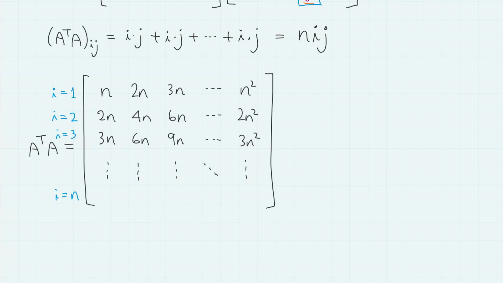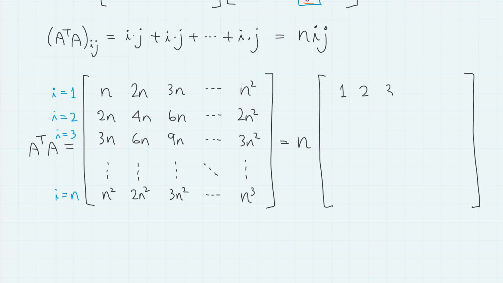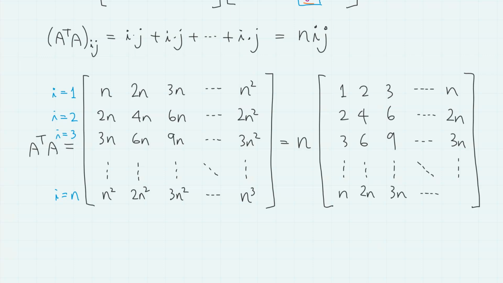And the final nth row is, starting from n squared, then 2n squared, 3n squared, all the way up to n times n squared, so n cubed. Here we can take out n to the front and write 1, 2, 3, ..., n, then 2, 4, 6, ..., 2n, then 3, 6, 9, ..., 3n, and n, 2n, 3n, so on, n squared.